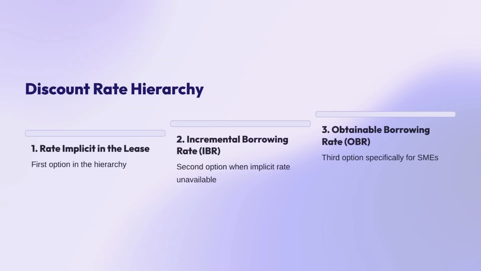The hierarchy. Let's start with the basics, the order in which you should apply discount rates. Both IFRS 16 and the revised FRS 102 follow the same hierarchy for determining the discount rate. First, try to use the rate implicit in the lease. If that's not available, apply the incremental borrowing rate, or IBR. Under FRS 102, the obtainable borrowing rate, OBR, may be used as a simplification.